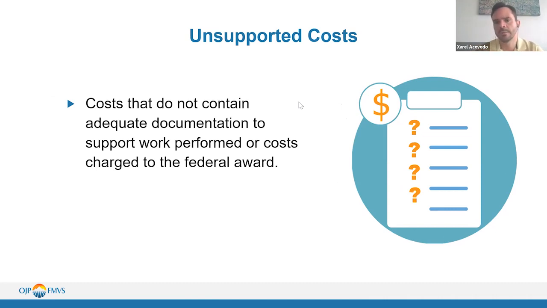All right, this is another big topic. Unsupported costs. These are costs that do not contain adequate documentation to support work performed or costs charged to the federal award. Okay, remember that all of your costs have to be justifiable, okay, and justify them with supporting documentation. Okay, so don't just charge to charge. Keep your files in order, and your accounting in order, and your books in order. Okay. Next slide, please.